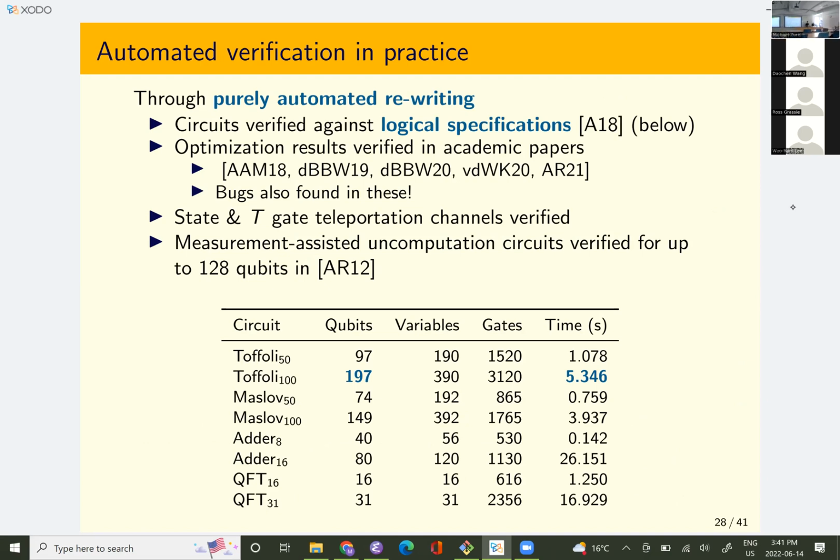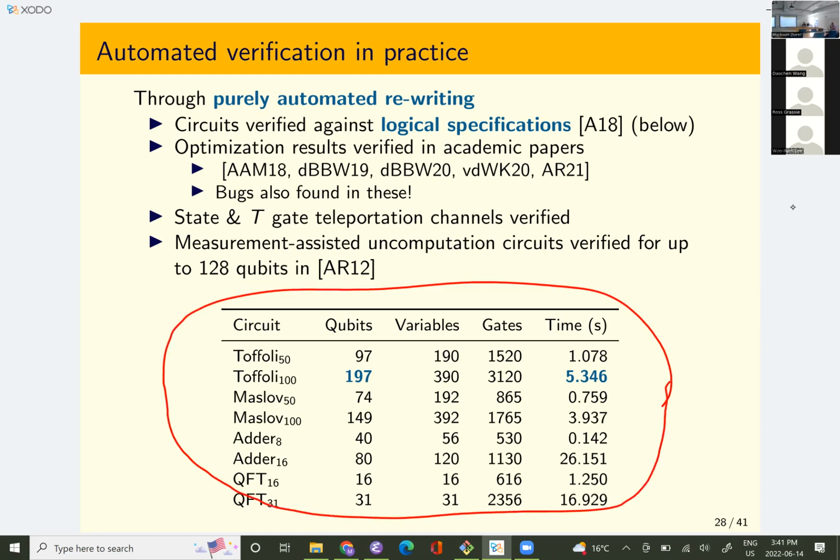And at the time, this was 2018, it was able to verify some of the largest circuits that had been verified in the literature. So this is a table taken from that 2018 paper. It was able to verify some circuits on up to 200 qubits in just 5 seconds. So this Toffoli circuit, for example, an implementation of a 100-control Toffoli on 197 qubits, took just 5 seconds using purely this automated rewriting. So that was really cool and exciting.